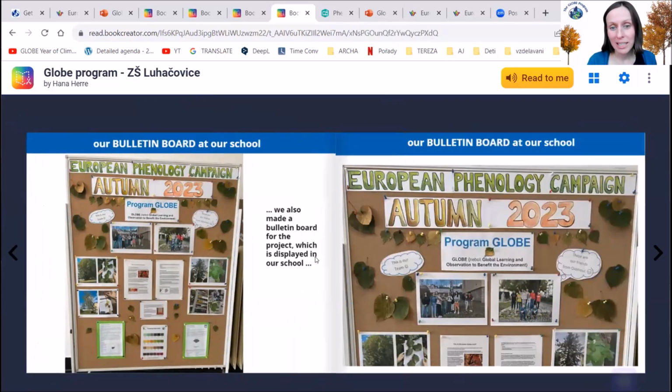And there's one more nice example of how the findings can be shared with others. This is a bulletin board that was done by the team in their school. So they not only share the results with us involved in the GLOBE program, but also with other students and teachers in their school.